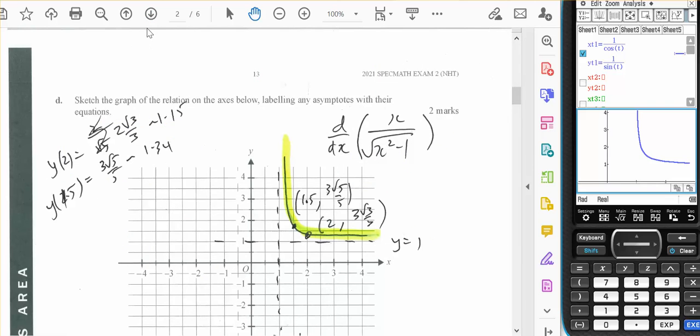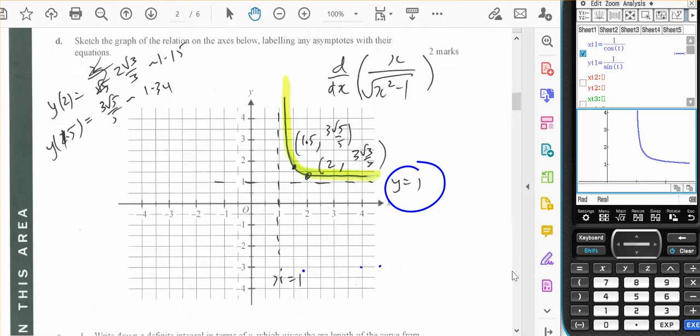Over the page I'm asked to draw it. Well, I've got an idea of what it looks like here. Asymptote at y equals 1, asymptote at x equals 1. And I've put in 2 points by working out what those coordinates are.